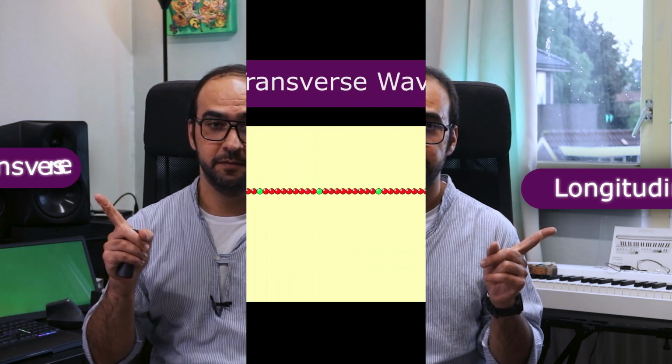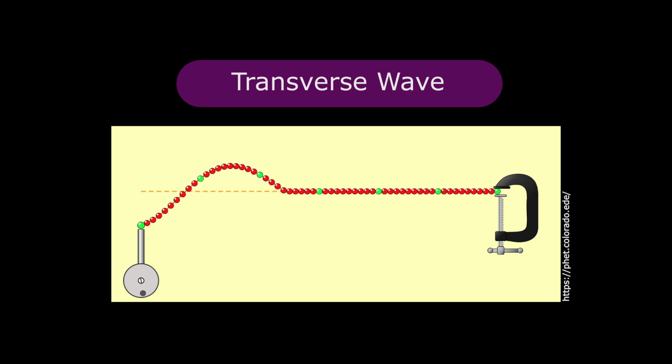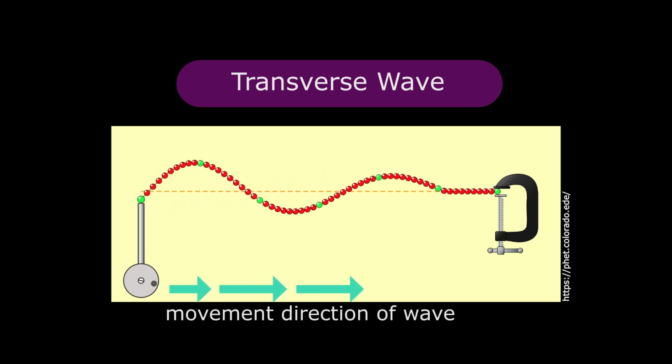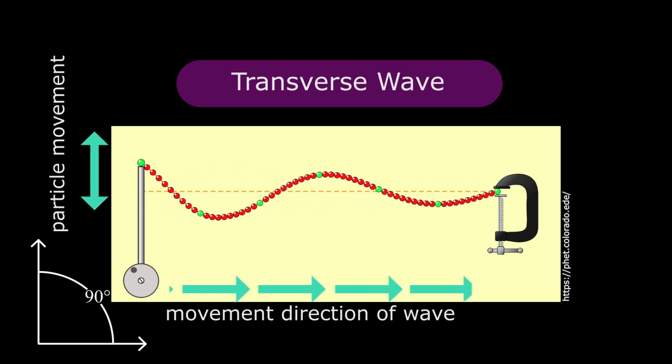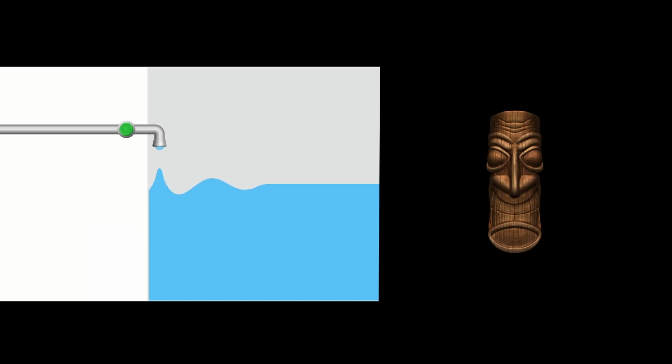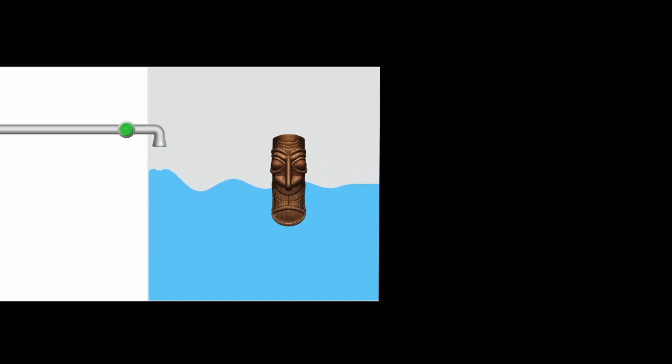Generally, we have two types of waves, longitudinal waves and transverse waves. A transverse wave is where the movement direction of the wave is at right angles to the movement of the particles, like water waves. That is why when we see a piece of lumber in wavy waters, it just goes up and down, though the wave is moving forward.